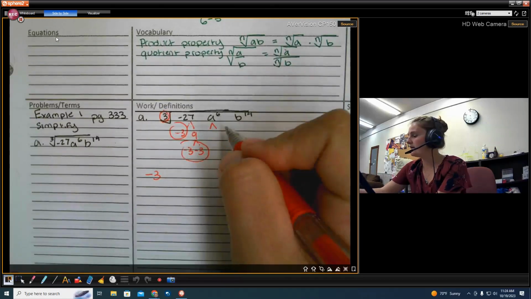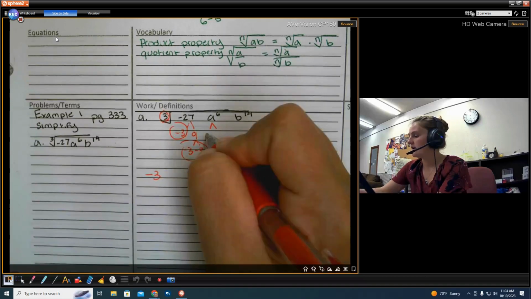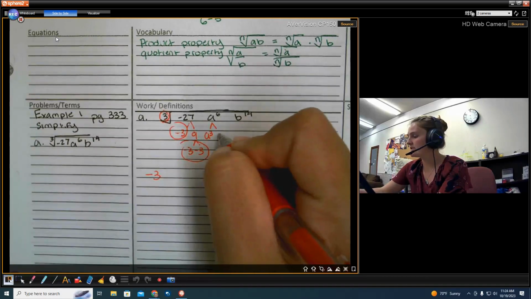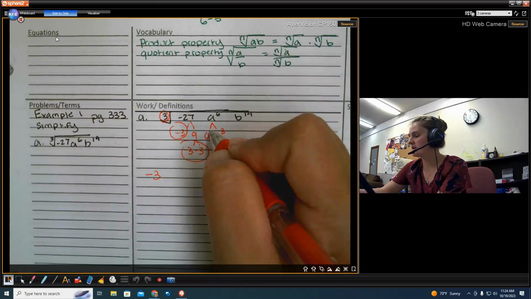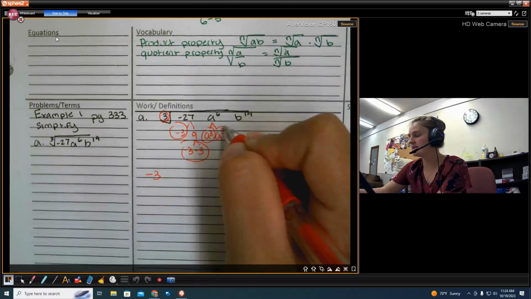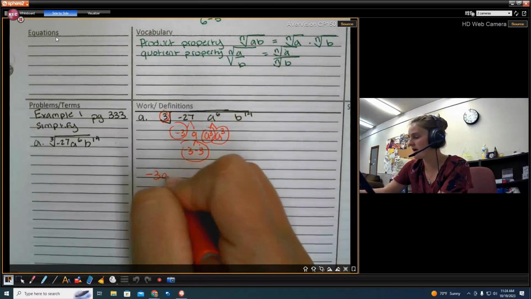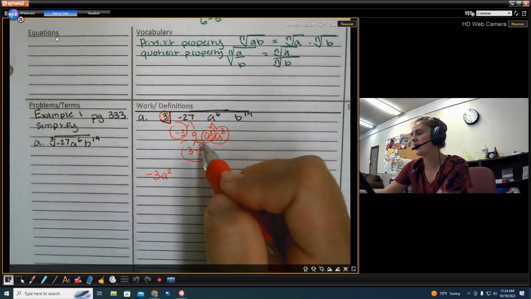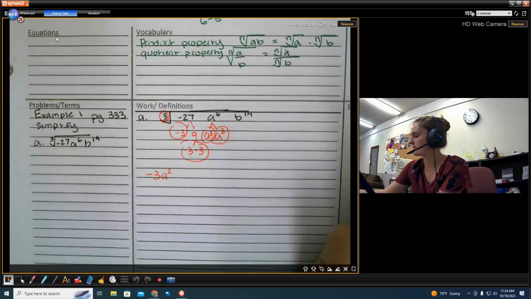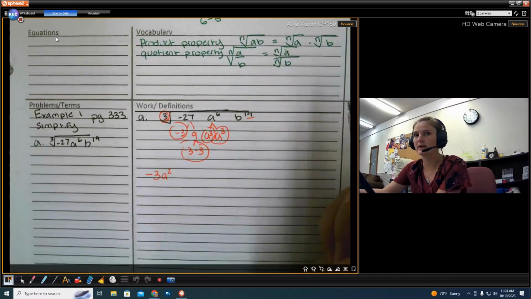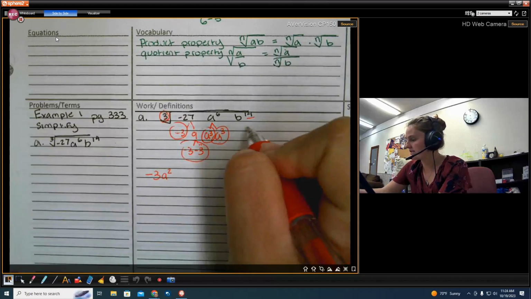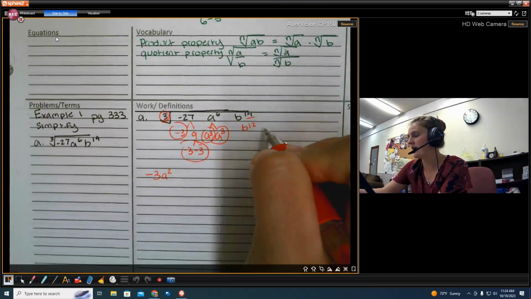And then this a to the 6th, we're going to have a cubed times a cubed, right? So a cubed is what we're trying to pull out. And so we can pull out an a from this and an a from this. So a squared is what we pull out because there's 2 a cubed groups. So b to the 14th. 14 is not perfectly divisible by 3. So what I'm going to do is write this as b to the 12th, because I know that's divisible by 3, and b to the 2nd.